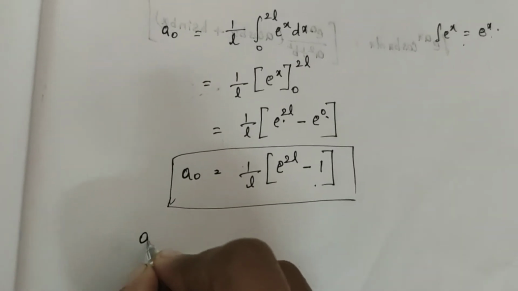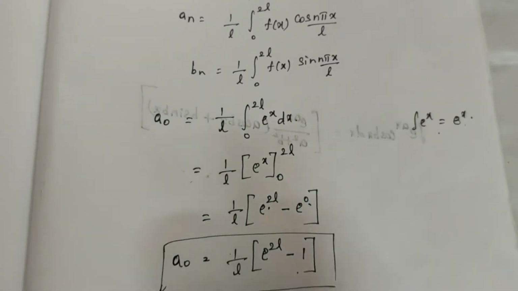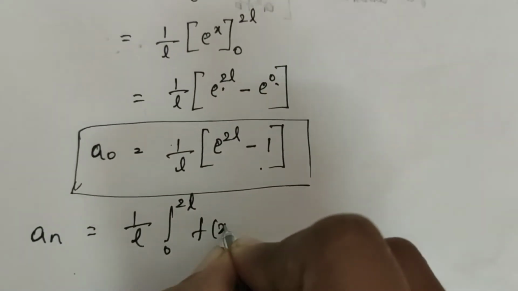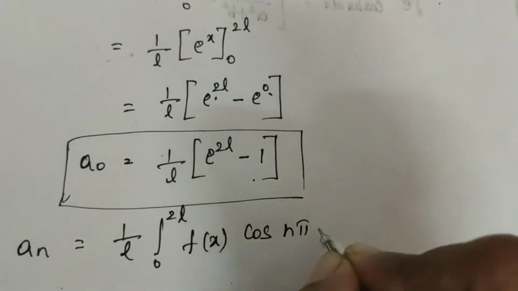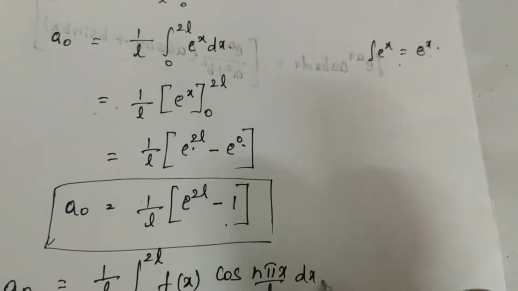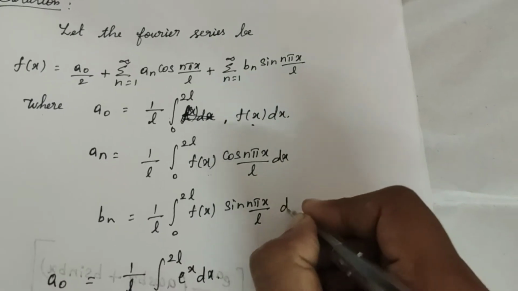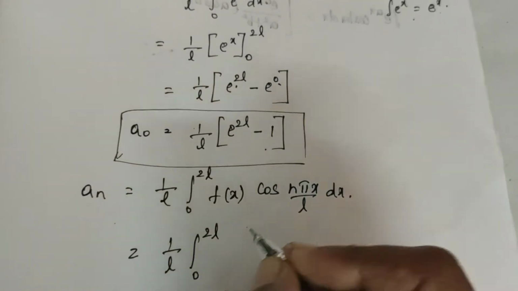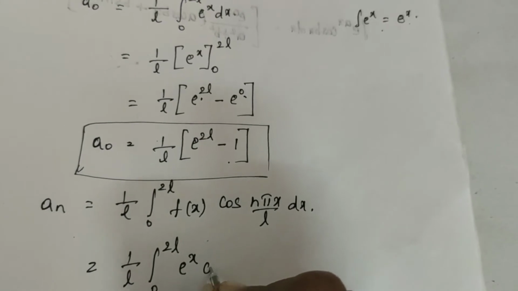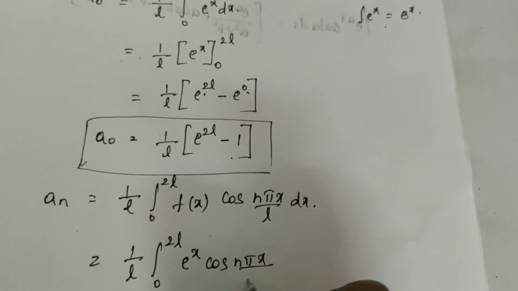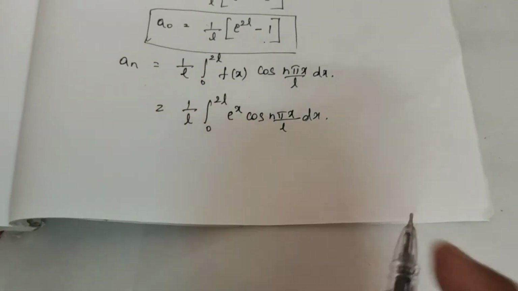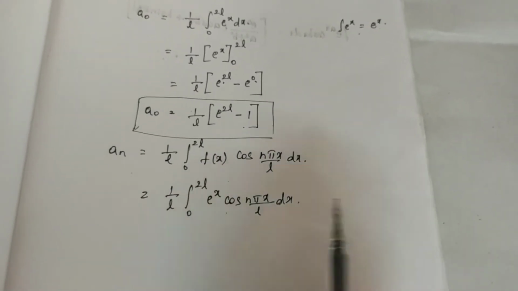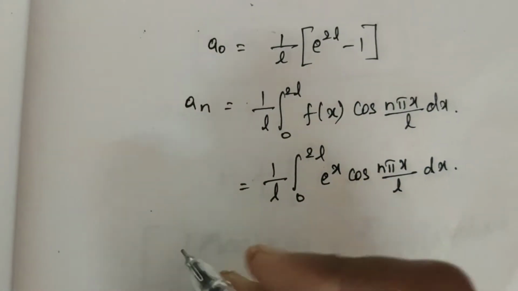And then, let's find an. So an is equal to 1 by L integral 0 to 2L, f of x cos n pi x by L into dx. So f of x is e power x. So this is the formula for an.